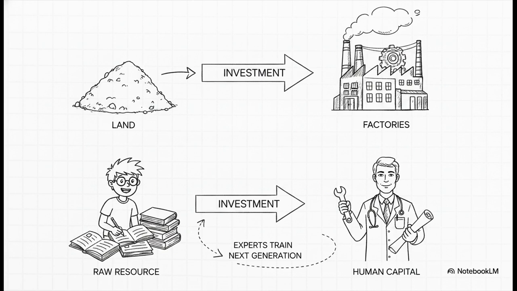But here's the real catch. A society actually needs existing, highly competent human capital in the first place just to produce more of it. You literally need educated professors and professionals to train that next generation. It's this massive, continuous, compounding cycle of investment.